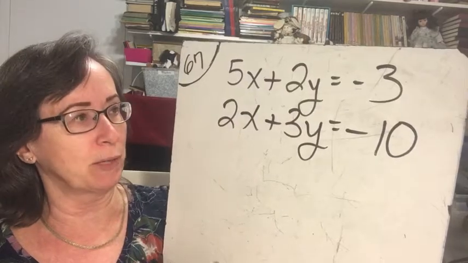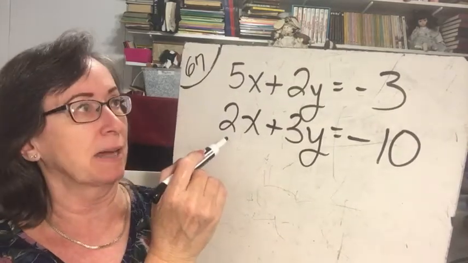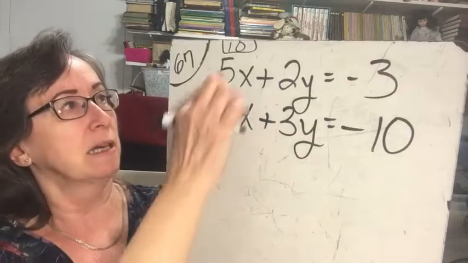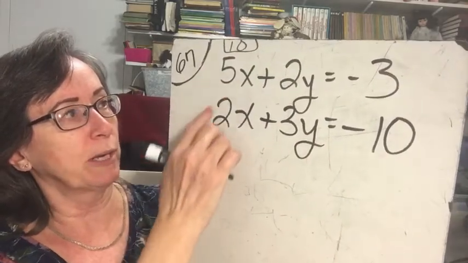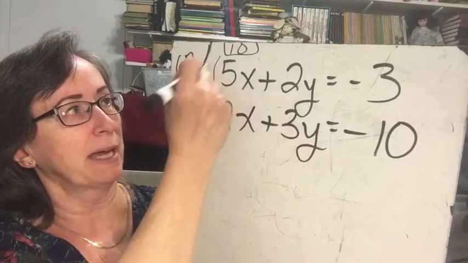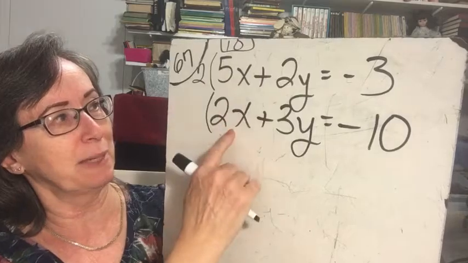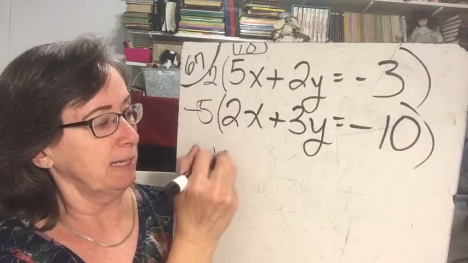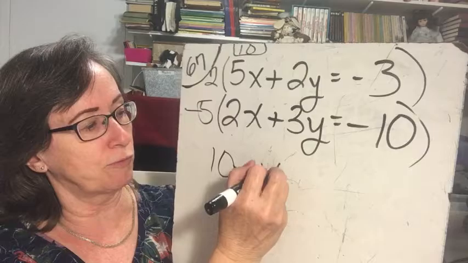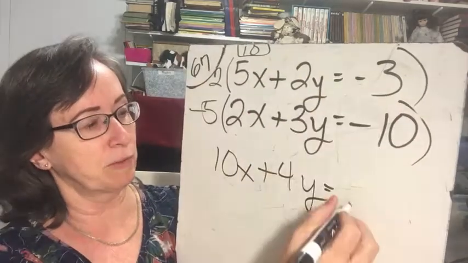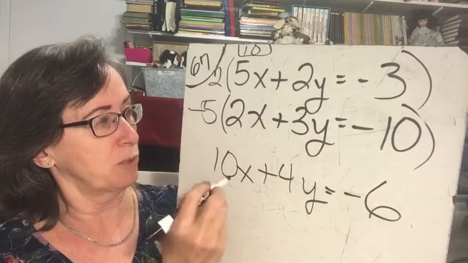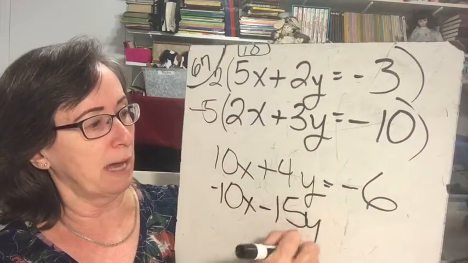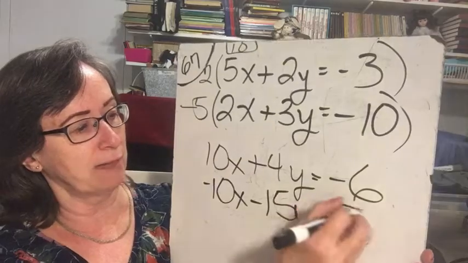I'm going to have to multiply both equations by something. I'm going to get rid of the x's this time. And since 2 times 5 is 10, 10 is the smallest, the least common multiple. So we're going to multiply this equation by a 2. And since I want this one to be a negative 10, I'll multiply everything by a negative 5. So 2 times 5 is 10x. 2 times 2y is 4y. 2 times negative 3 is negative 6. Negative 5 times 2 is negative 10x. Negative 5 times 3 is negative 15y. Negative 5 times negative 10 is positive 50.